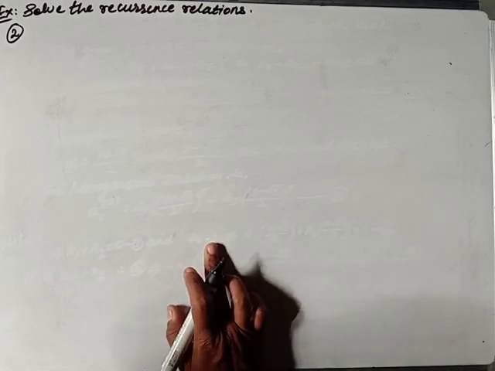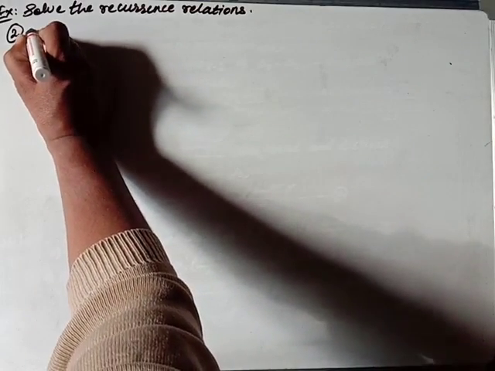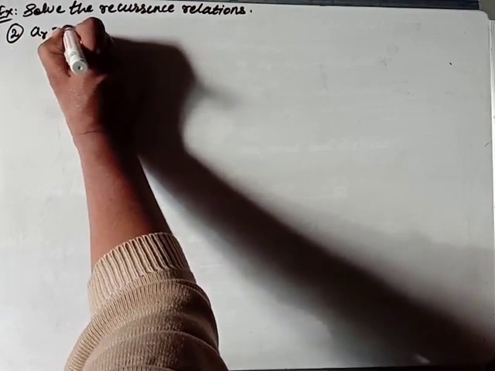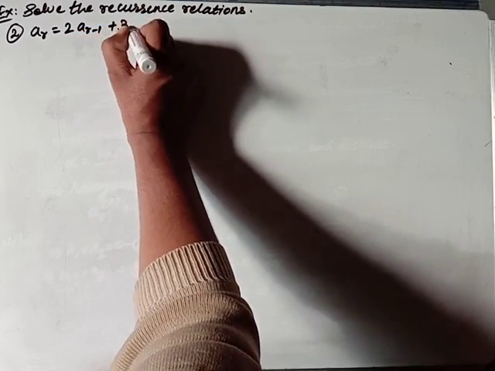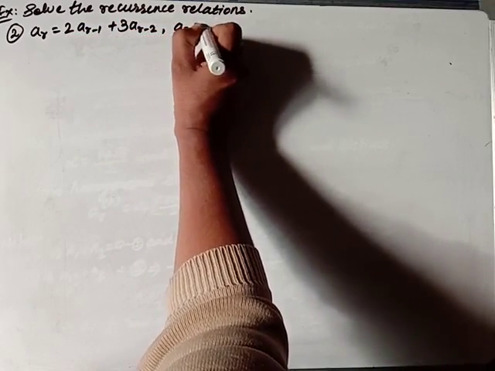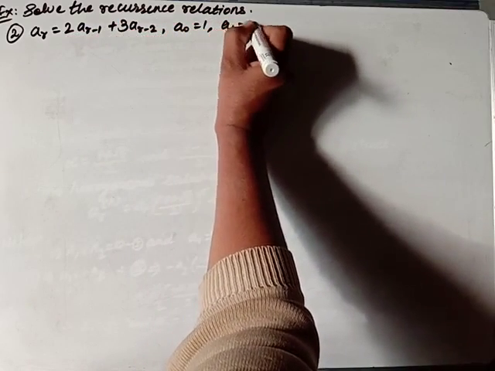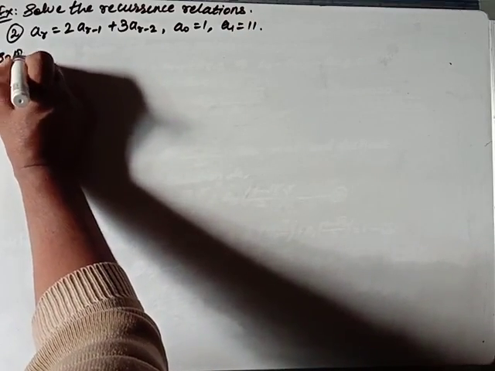Now let's solve the second example. Suppose the relation is given to us: a_r = 2a_{r-1} + 3a_{r-2}, with a_0 = 1 and a_1 = 11. So now the solution for this.